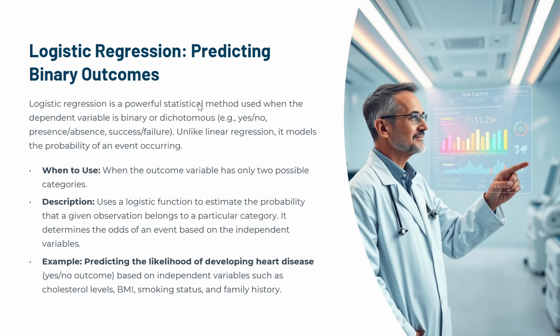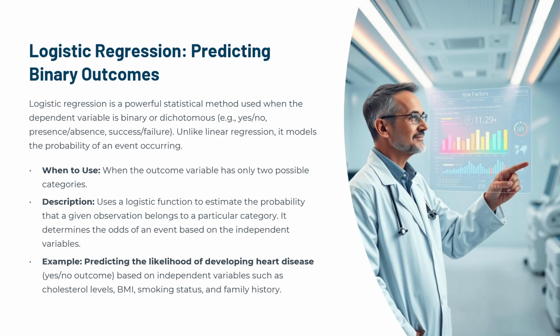Logistic regression is a powerful statistical method used when the dependent variable is binary or dichotomous, like yes, no, presence, absence, success, failure. Unlike linear regression, it models the probability of an event occurring. It is used when the outcome variable has only two possible categories. It uses a logistic function to estimate the probability that a given observation belongs to a particular category. It determines the odds of an event based on the independent variables.